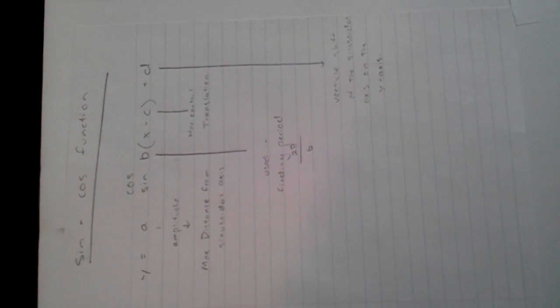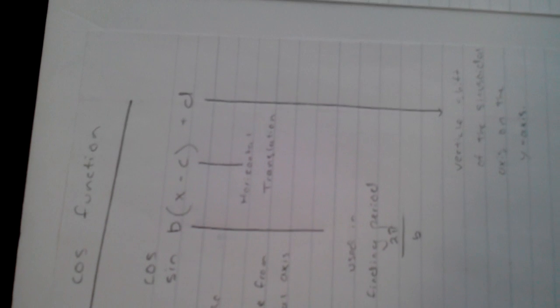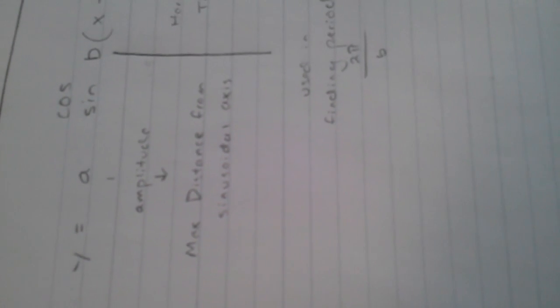Graphing sine and cosine function on the unit circle. The function is y equals a cosine or sine b of x minus c plus d. A is the amplitude, and amplitude is the max distance from the sinusoidal axis. B is used in finding the period, and the function for that is 2 pi over b.